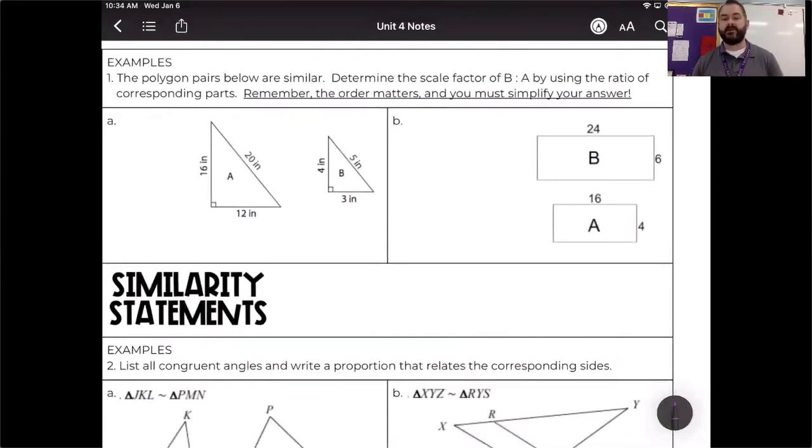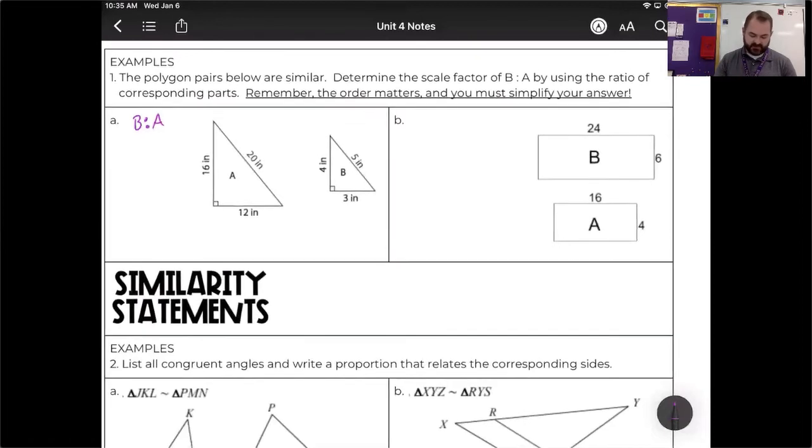Remember that the order matters and you must simplify your answer. So we want to go from B to A. That is very important. B measurement to the A measurement. Okay, in this case, in example 1A, triangle B is the smaller of the two, so we're going to go small to large, all right? And I want to compare corresponding sides. So I'm going to pick the smallest of these sides, 3 inches, and it corresponds to the smallest of the other sides. It just so happens that they're both on the bottom.